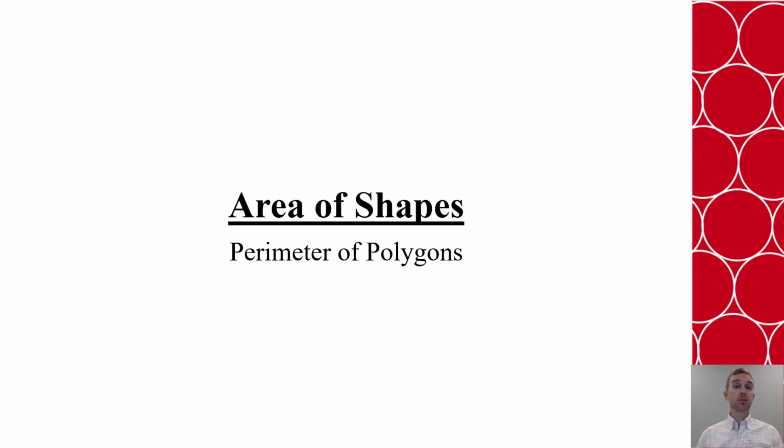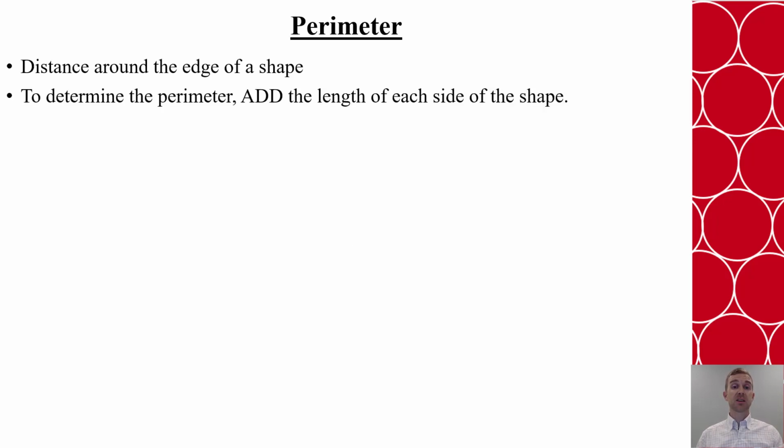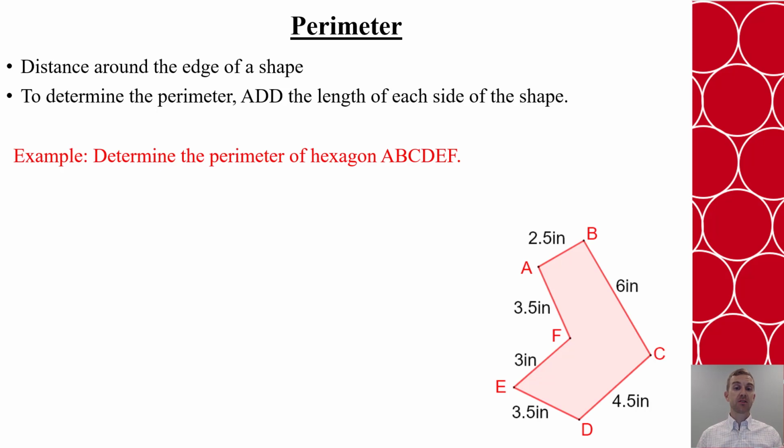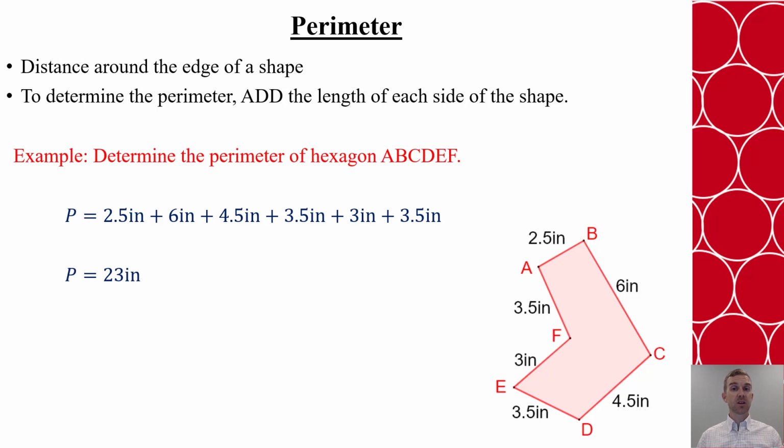In this video, we'll discuss the perimeter of polygons. Now, the perimeter is the distance around the edge of the shape, and we determine it by adding all the lengths together. For example, say that I have this concave hexagon, A, B, C, D, E, F. I can add all the 6 lengths together, and that will determine the perimeter to be 23 inches.